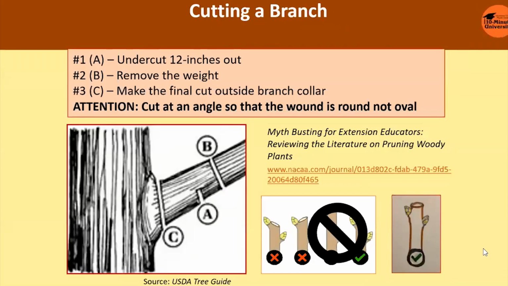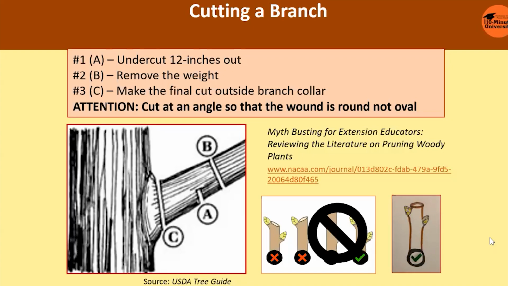When we remove thick, heavy branches, be sure to do it in 3 steps. First, make an undercut about 12 inches from the trunk where it's labeled A. Then second, go out 4 to 6 inches and remove the weight. It's labeled B. And finally, make the cut to remove the stub where it's labeled C.